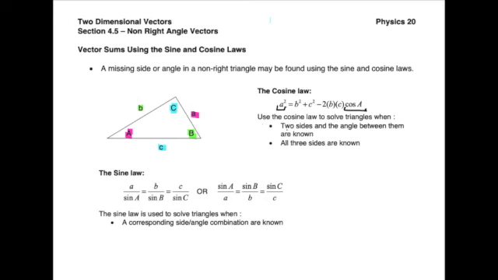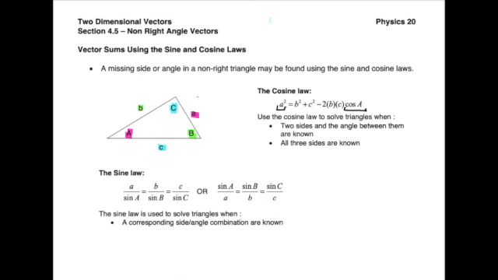Now, in general, we can use the cosine law whenever we have two sides and an angle between them. We can also use it when we have three known sides, but that's not a case that's going to show up in physics very often. Generally speaking, how we'll use this is if we have two side lengths and an angle, then we can use this to find the missing side length. And that's how we'll use the cosine law in physics.